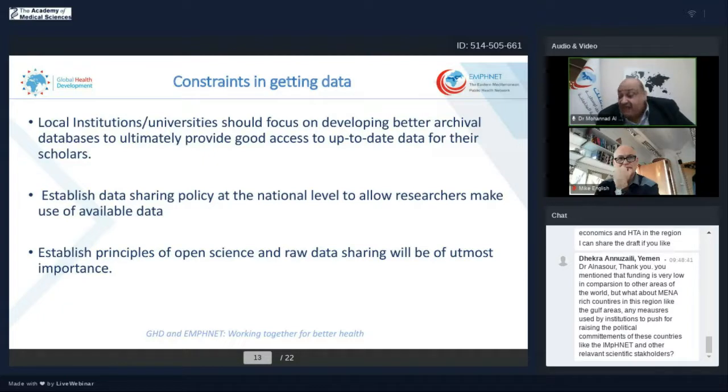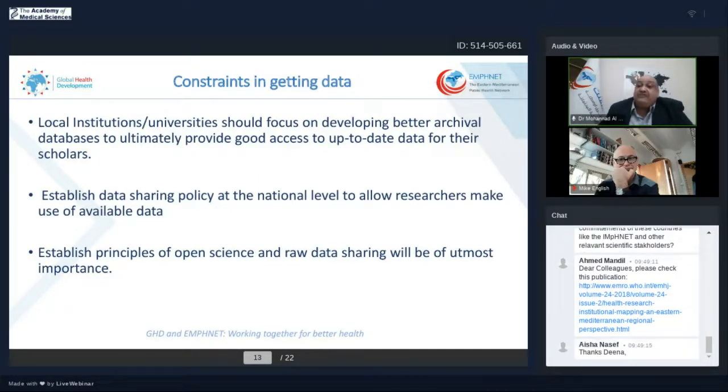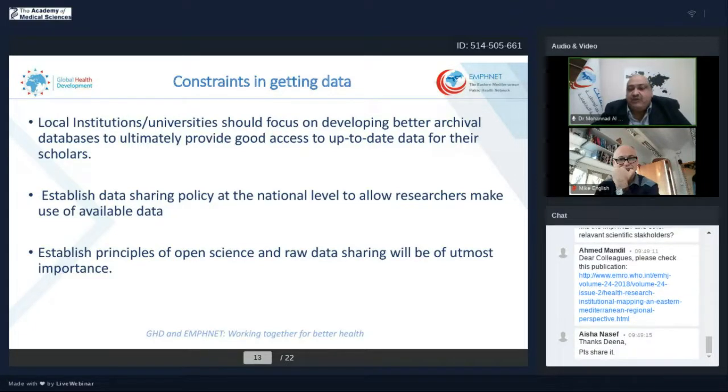Regarding constraints in getting data, yes, we have a big issue. Unfortunately, we could not build trust in the past decades, and we are now facing constraints in getting data. Local institutions and universities should focus on developing better archival databases to ultimately provide good access to updated data for their scholars, and establish a data sharing policy. We do not have such a policy at the national level to allow researchers to make use of available data. Establishing principles of open science and raw data sharing will be of utmost importance. Next, please.